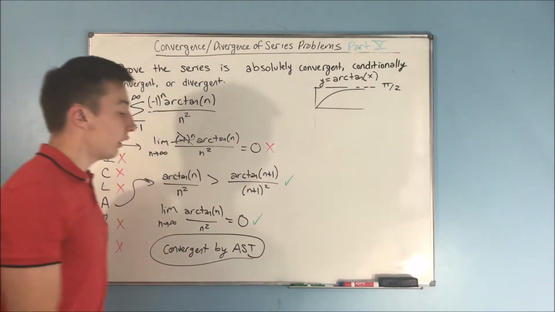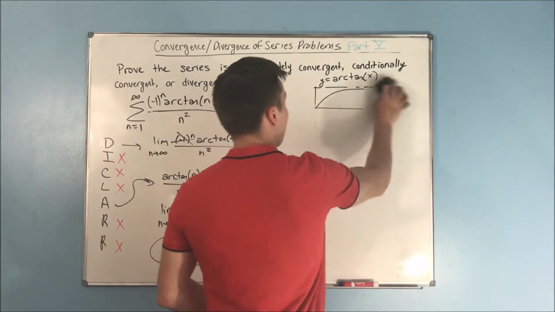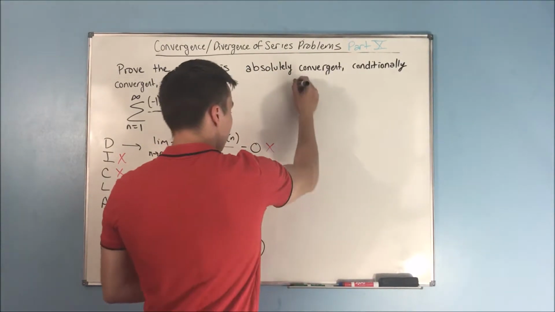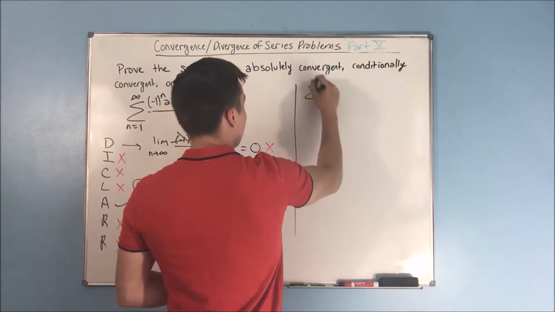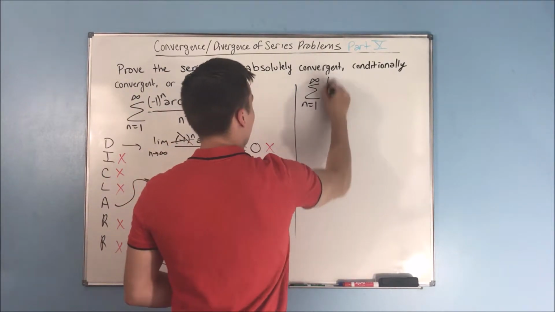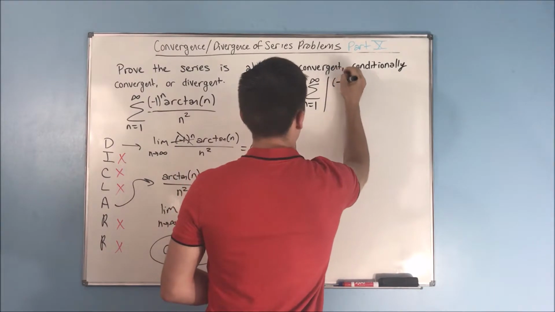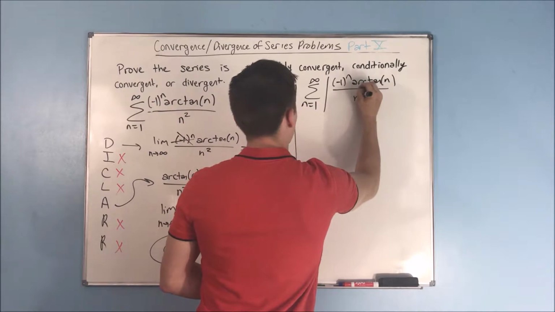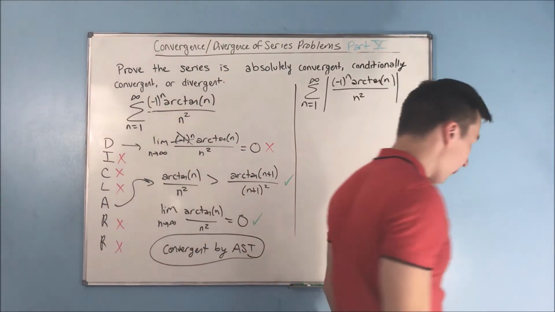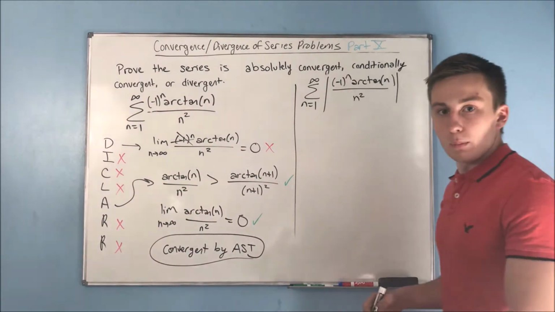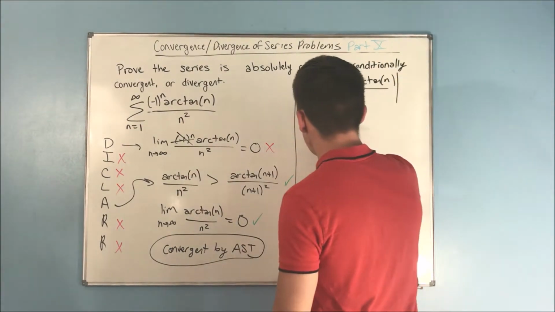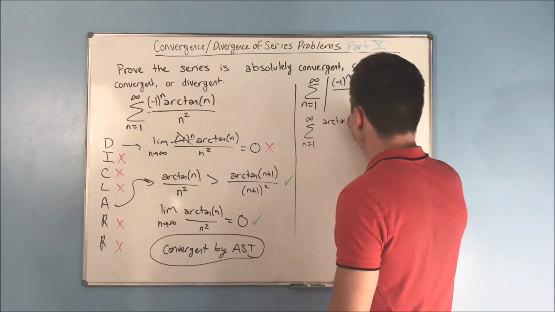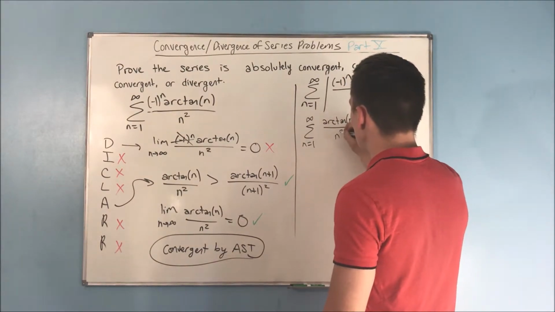Since it is converging here, now we're going to need to figure out whether this is conditionally convergent or absolutely convergent. So let's do that over here. We have the new series, the sum from n equals 1 to infinity of the absolute value of (-1)^n times arctan of n over n squared. Well, that just removes the (-1)^n, so let's get that out of there. The sum from n equals 1 to infinity of arctan of n over n squared.